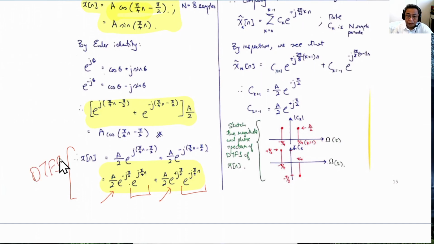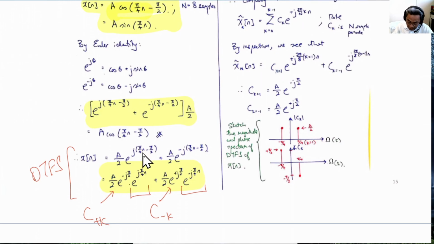If you have issues, go back to the previous slide and study again how we have done this inspection method to find the coefficients. So this is the c_k associated with the positive k, and this is the c_k associated with the negative k, and of course we have to find the value of k by finding the period N and associating the k to produce pi over 4 radian per sample.